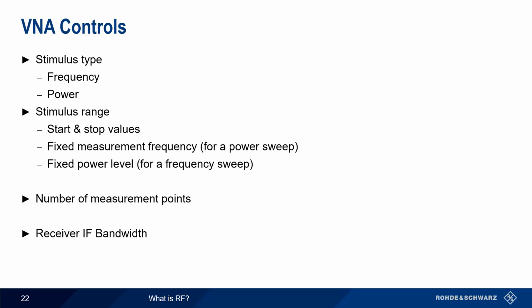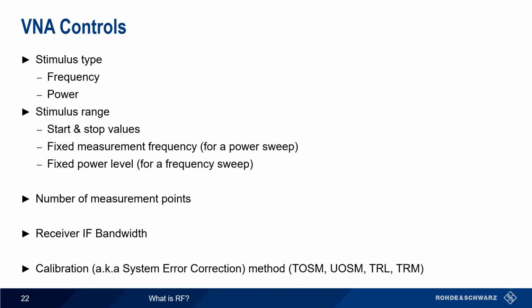The final important VNA control is the calibration or system error correction method. As noted earlier, calibration is essential for removing unwanted attenuation and reflections that would otherwise degrade measurement accuracy. The most widely used and popular calibration method of the last 40 years is the TOSM, or Through Open Short Match method, also known as SOLT for Short, Open, Load, and Through. Another method gaining in popularity is the UOSM method, which is operationally very similar to the TOSM method, except that an unknown reciprocal through device may be substituted for the previously characterized through cal standard.